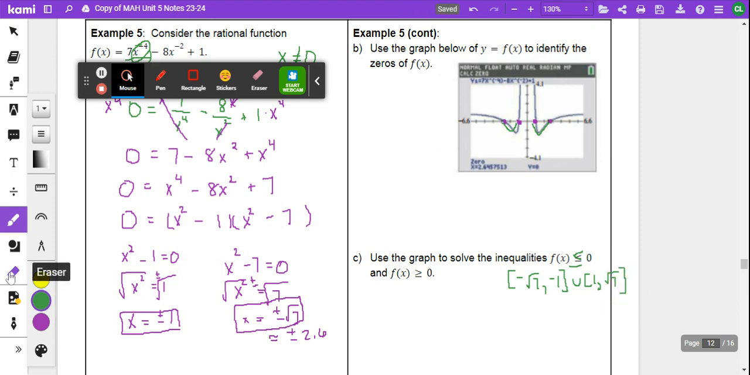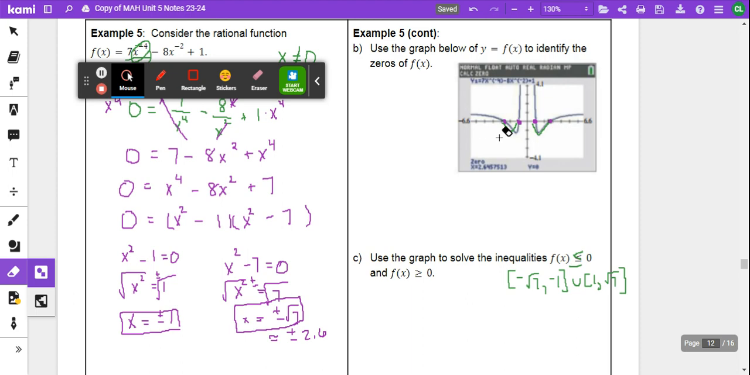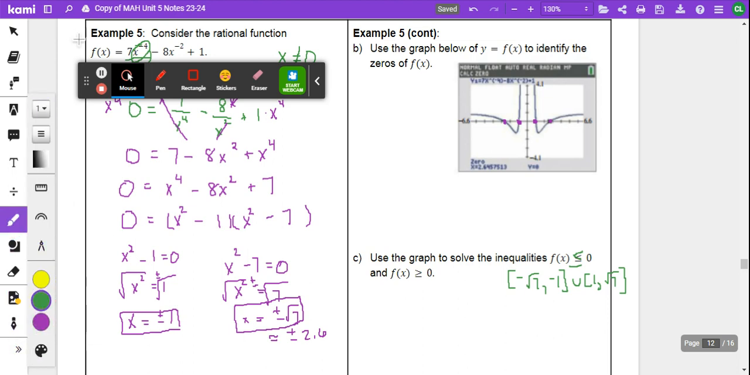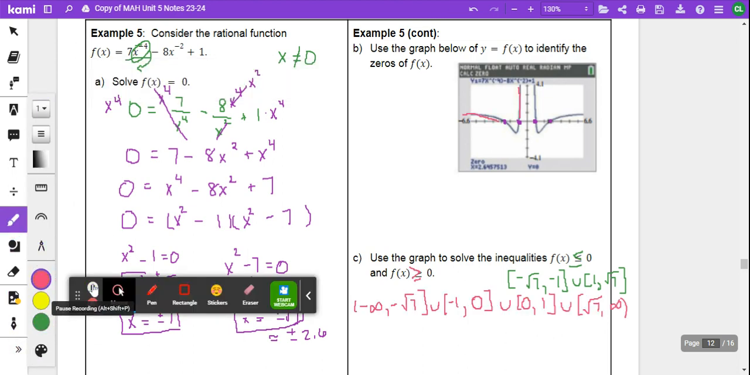Okay. Can you pause the video? Try doing greater than or equal to 0. Try doing that, and then come back. All right, let's see how you did. It's from negative infinity to negative radical 7. Remember, that's that negative 2.6-ish.